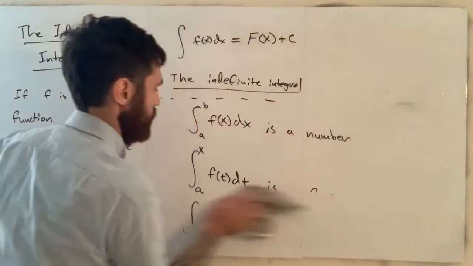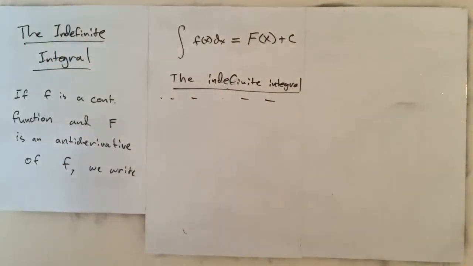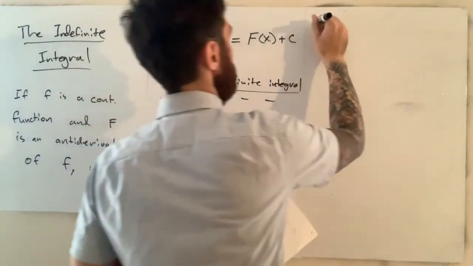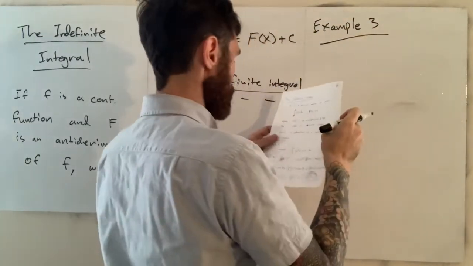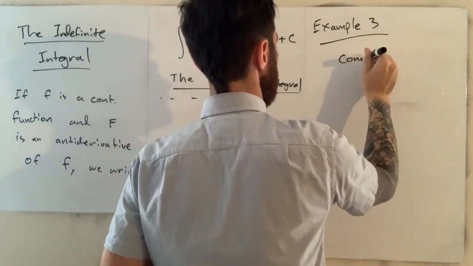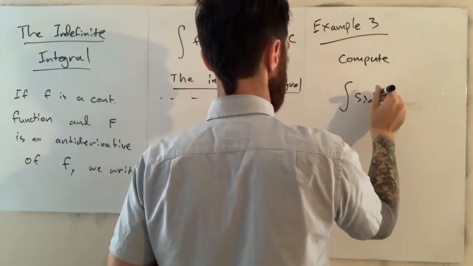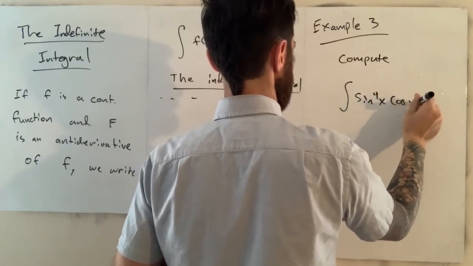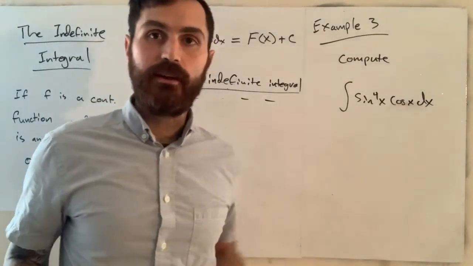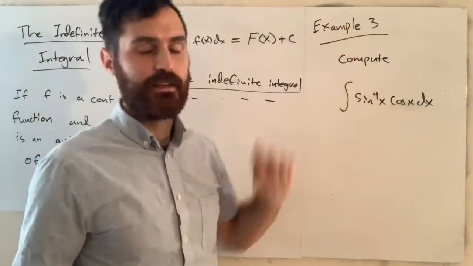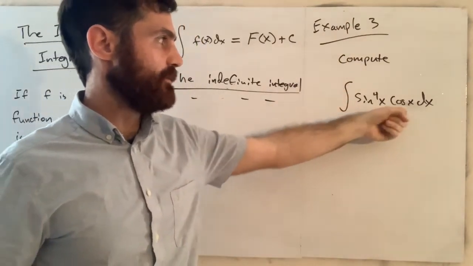Okay, so let's look at a question here. This is going to be example 3. What we have is we want to compute the integral of sine to the fourth x cosine x dx. And this is an indefinite integral. So what is this asking us to do? It's asking us to compute the family of antiderivatives of this function here.